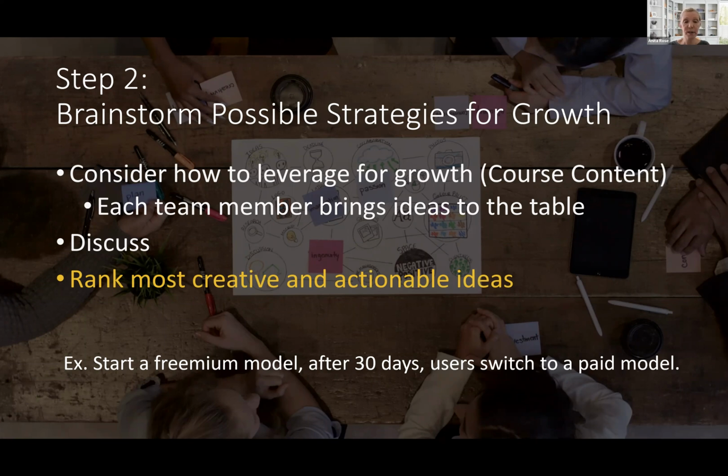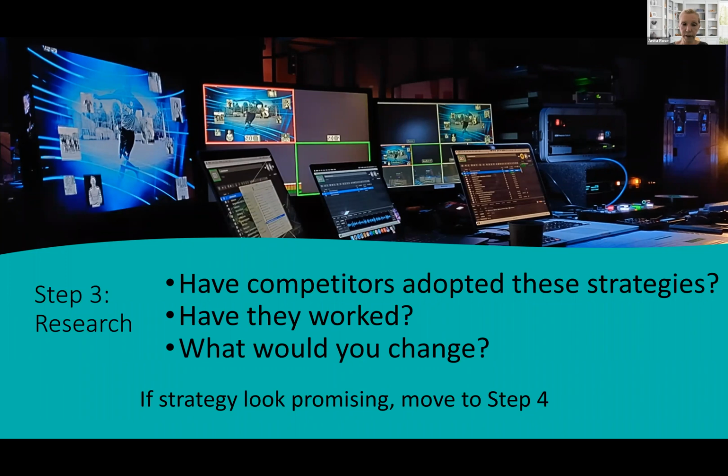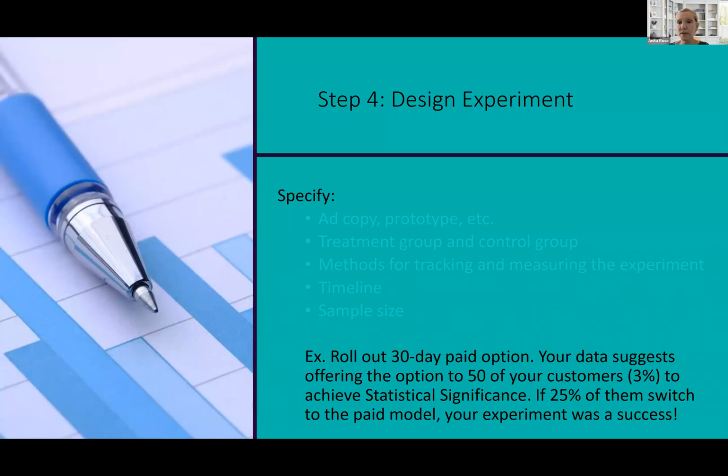So here the example is start a freemium model, a free model. After 30 days, users switch to the paid model. Scenario, we want to do research. Do we want to see, well, what are other competitors doing? Have they adopted this type of strategy? Does it appear as though it's working? What might you change? Maybe there's something you don't like about it or something that might make it better. And then if it looks promising, you move forward.